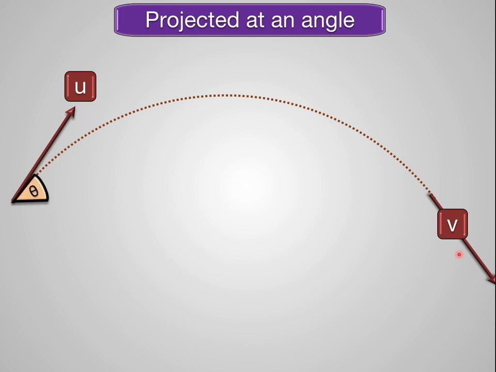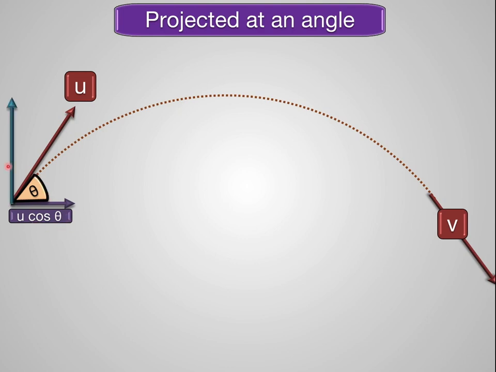Now let's see what will happen to each component of velocity, the horizontal part and the vertical part. The horizontal component is u cos theta. You can see this is the component which is touching the angle. That's why it's named cos theta.